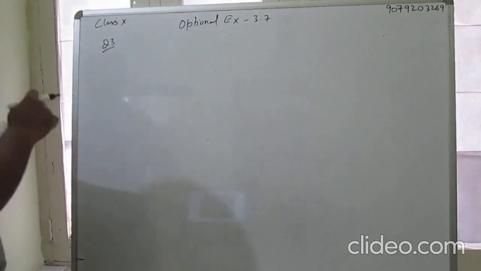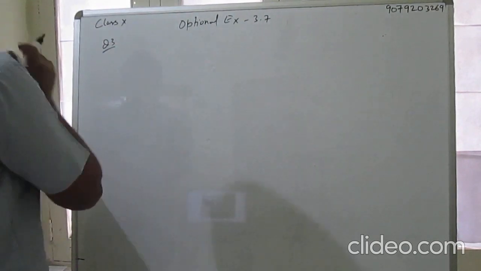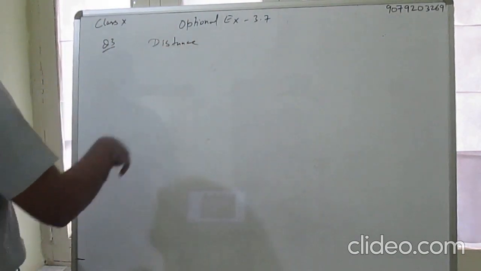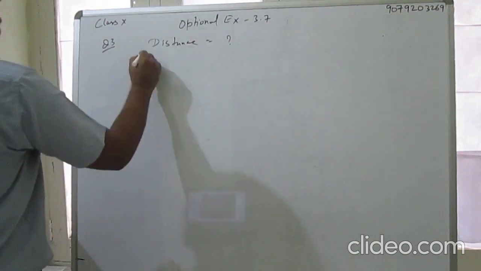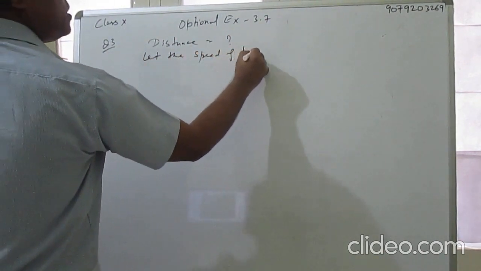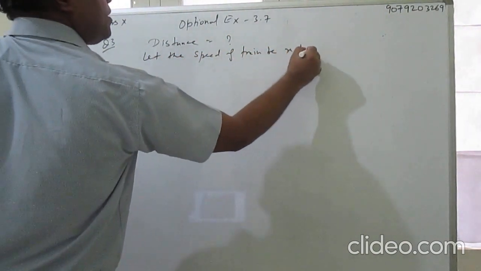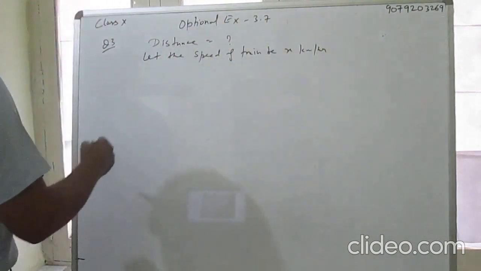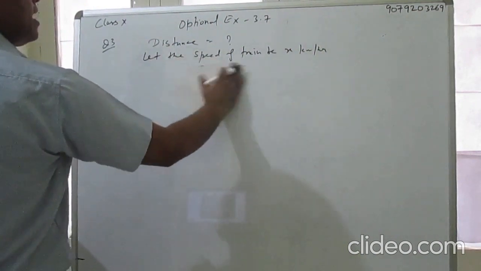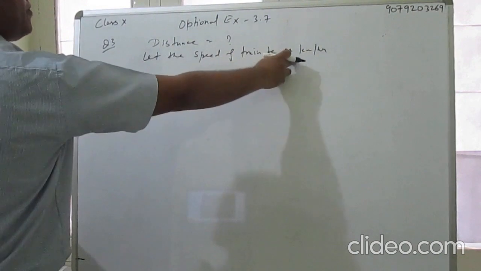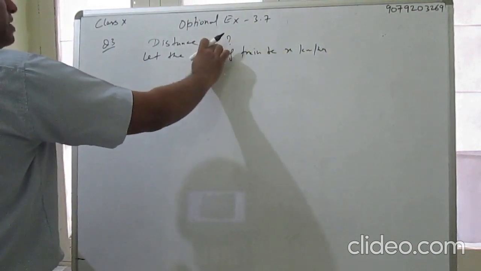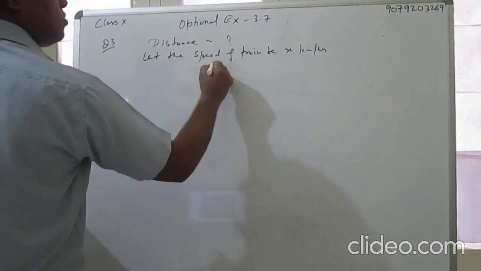So the distance covered by the train, you have to find it. You have to calculate the distance covered by the train. Let the speed of the train be x kilometers per hour. We don't know the distance, so let the time taken be y.